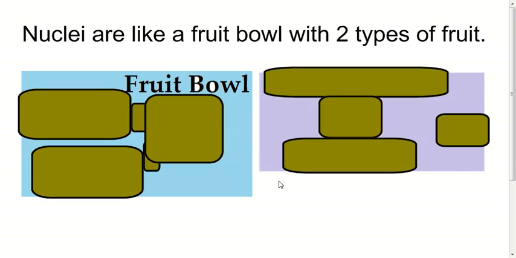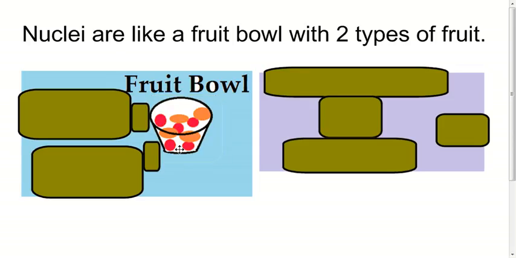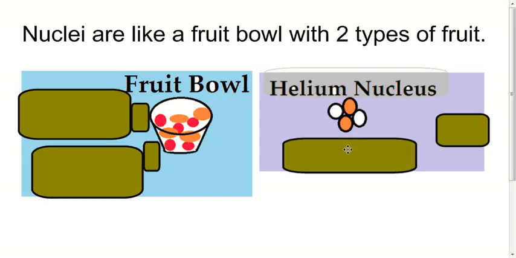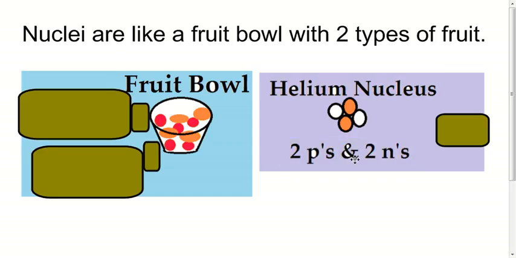Now, nuclei are like a fruit bowl with two types of fruit. Here's a fruit bowl. You can see it's got two types of fruit in it, all right? And if you look at a nucleus, the way it's typically drawn, you're going to draw circles of two different types, one being protons, one being neutrons. This would end up being a helium nucleus because I've got two of each. And in its notation, it would be 4 over 2 He.